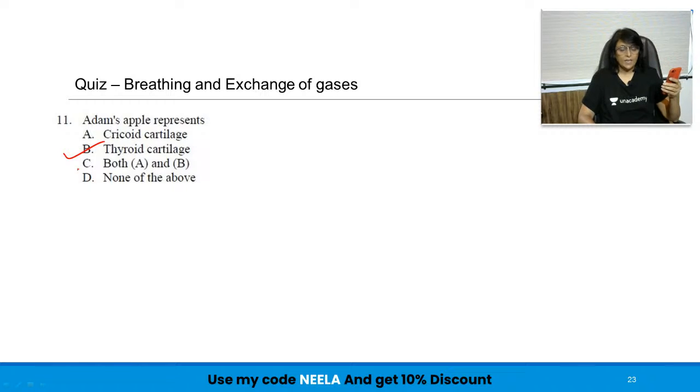Varsha is saying C. See, all those who could not answer this question correctly, the reason is only one, that you have not seen the structure of larynx. Ayush, what is not in NCERT? What is that thing that you did not find in NCERT? Adam's apple.